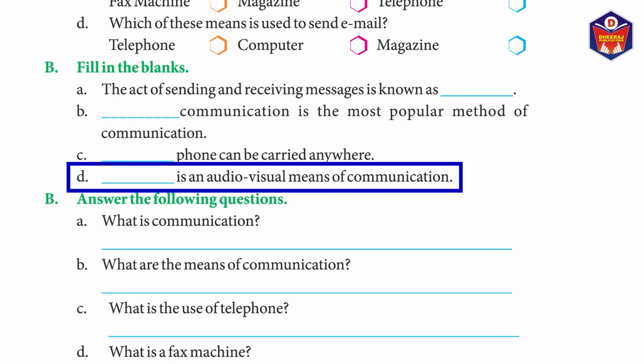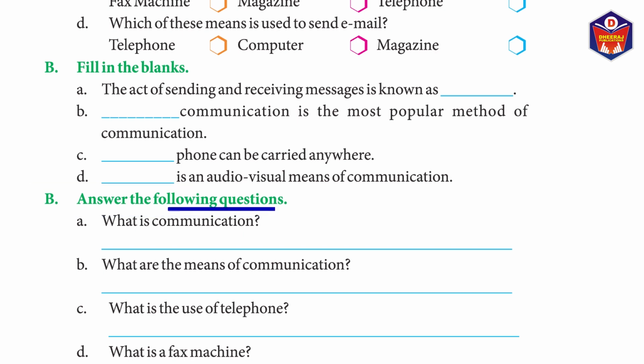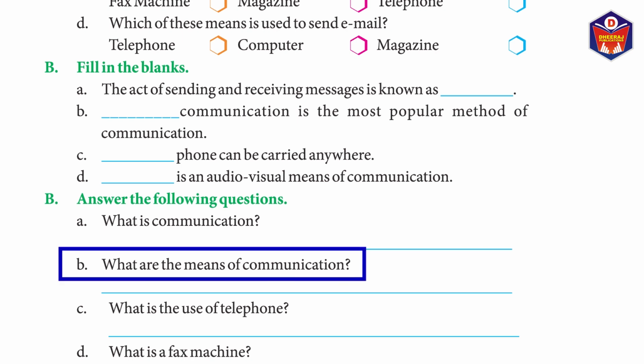Answer: television. B. Answer the following questions. A. What is a communication? Answer: the act of sending and receiving messages is known as communication. B. What are the means of communication? Answer: means of communication are letter, fax machine and telephone.